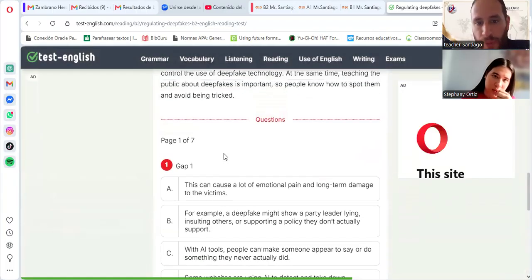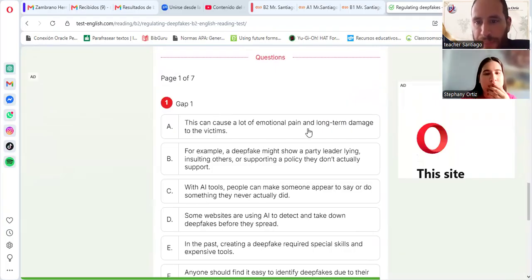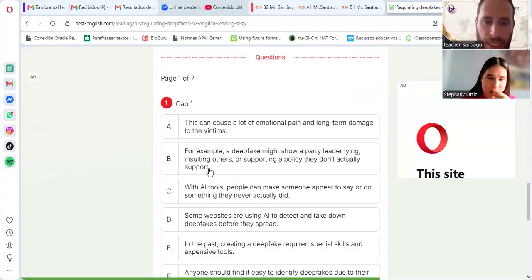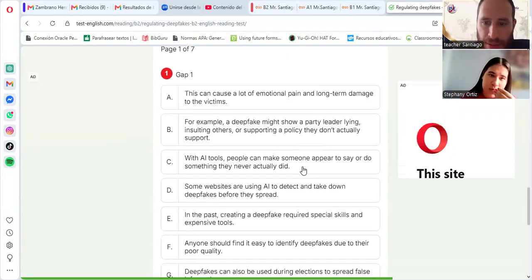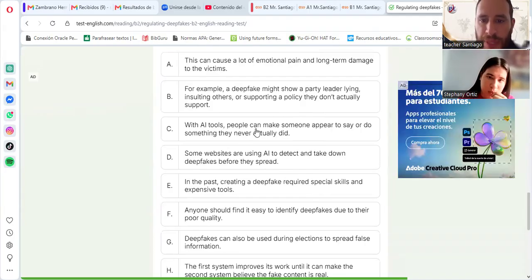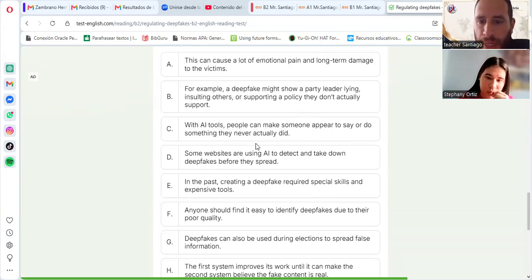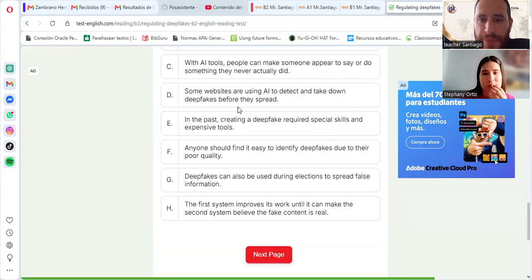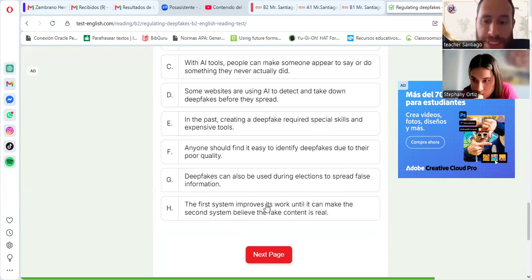Page 1 of 7, gap 1. This can cause a lot of emotional pain and long-term damage to the victims. For example, a deepfake might show a party leader lying, insulting others, or supporting a policy they don't actually support. With AI tools, people can make someone appear to say or do something they never actually did. Some websites are using AI to detect and take down deepfakes before they spread. In the past, creating a deepfake required special skills and expensive tools. Anyone should find it easy to identify deepfakes due to their poor quality. Deepfakes can also be used during elections to spread false information. The first system improves its work until it can make the second system believe the fake content is real.